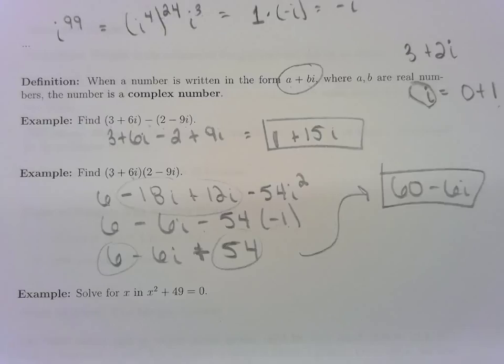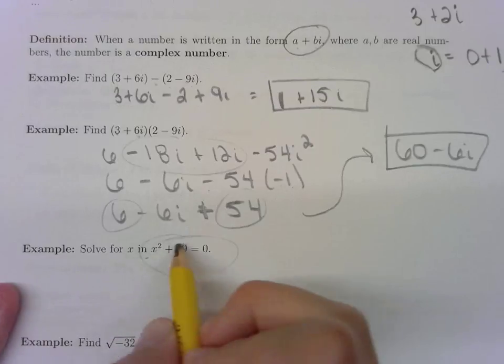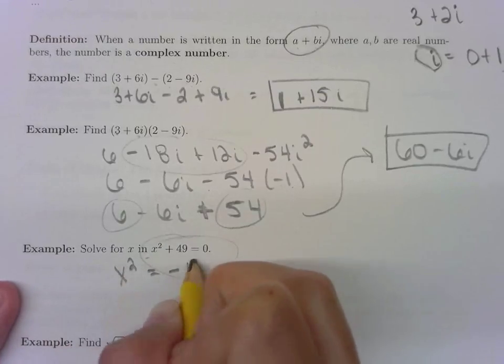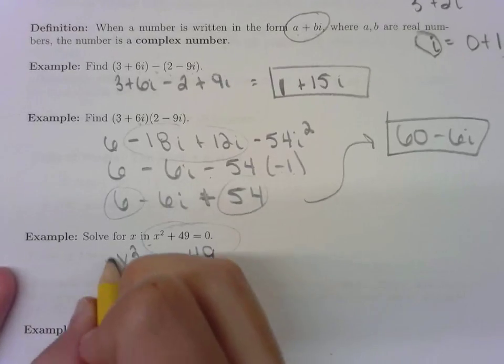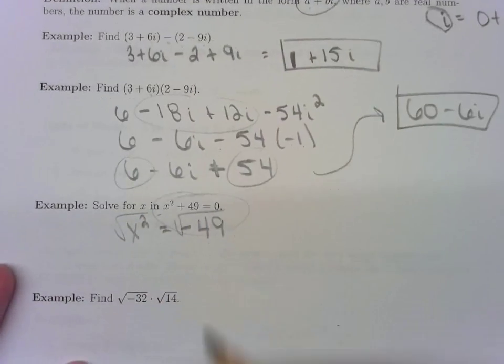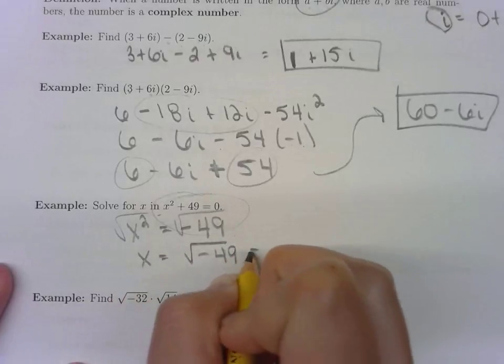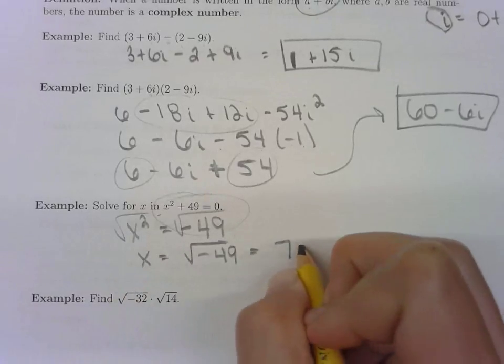Next example, this is why i is important. It says solve for x: x squared plus 49 equals 0. Okay, so far we wouldn't have been able to do these, but now we have complex numbers, so we can. So we want to get the x squared by itself, so we're going to subtract 49 on both sides, so minus 49. Okay, now we will take the square root of both sides. That gives us x on this side, and then the square root of negative 49, which is the same as 7i.